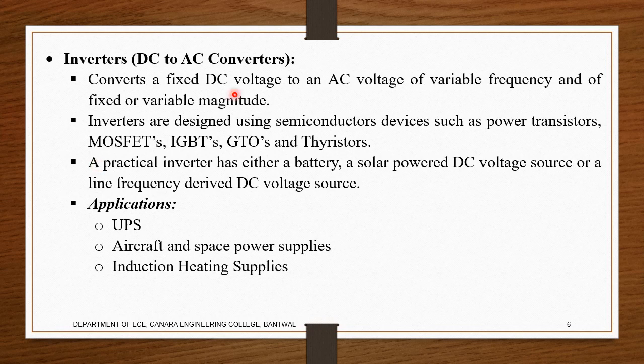They usually convert a fixed DC voltage to an AC voltage of variable frequency and of fixed or variable magnitude. The frequency can always be varied, and the magnitude can be variable or fixed. These are usually designed with semiconductor devices such as power transistors, MOSFETs, IGBTs, GTOs, and thyristors. A practical inverter has either a battery, solar power DC voltage source, or a line frequency derived DC voltage source.